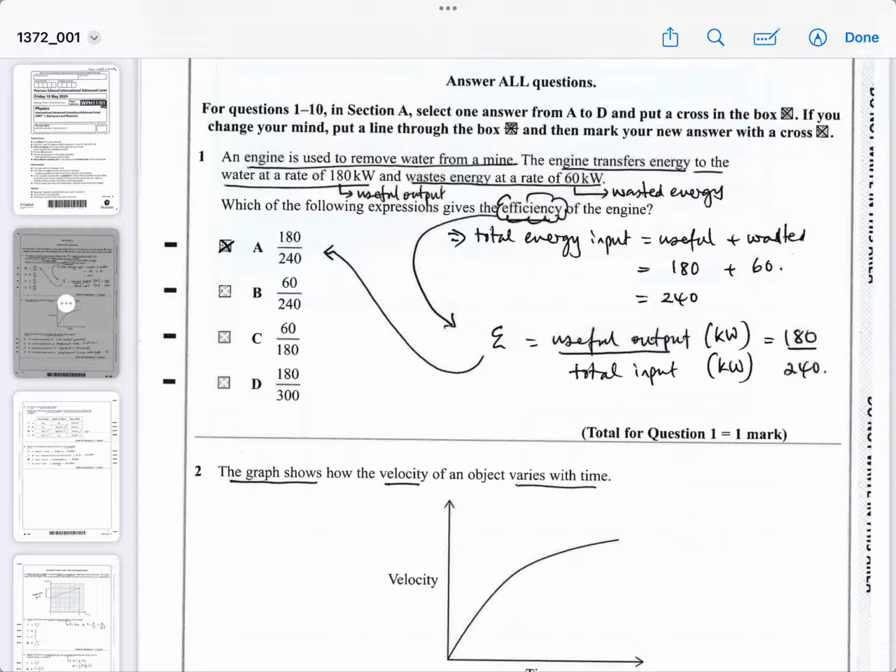Then they want you to see which expression gives the efficiency. Well, efficiency can be in watts divided by watts or joules divided by joules, so energy or power, they both work. So the useful output would be 180 divided by the total input, which will be 240. So the answer is A. So the first question is just warming you up. Easy questions, similar to GCSE. The only thing could be that you don't read the question carefully and you confuse the useful output as the input power.